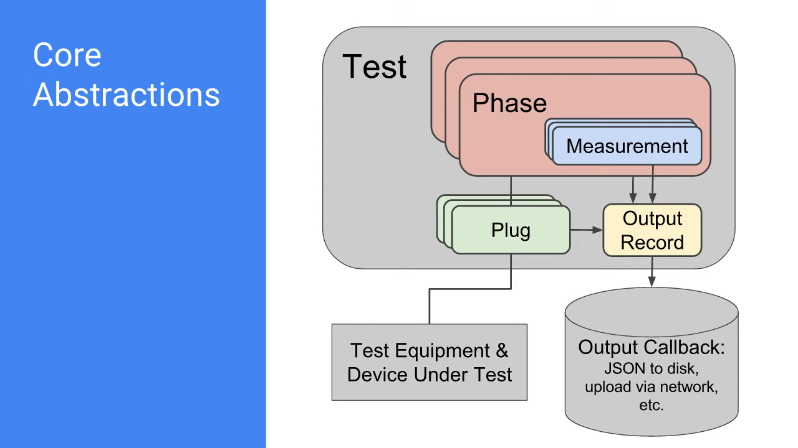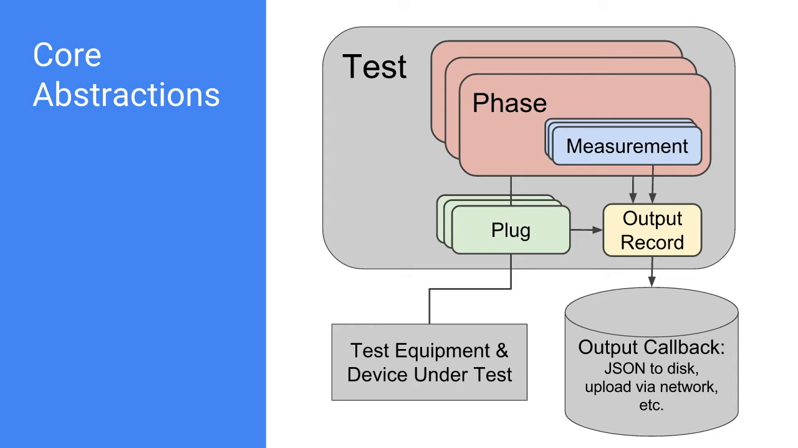They're kind of the atomic unit of testing. And then within phases, you set measurements, which are exactly what they sound like, individual pieces of data collected during the course of the test. Sometimes you want to save an artifact like a JPEG or a WAV file that was generated during the test, and we have an abstraction called attachments to do that.